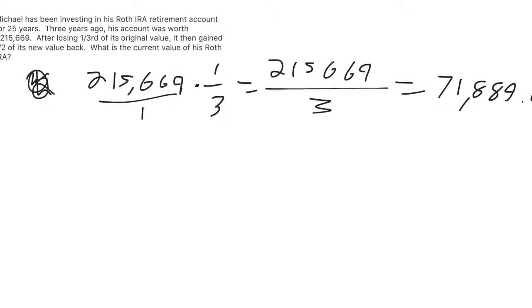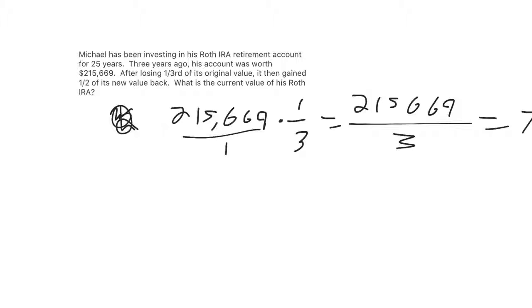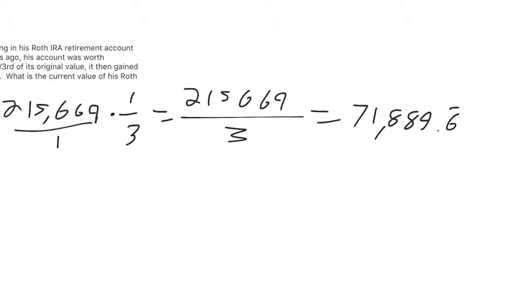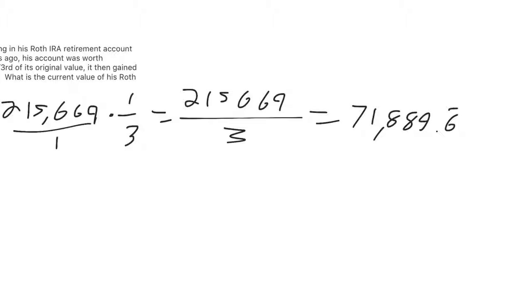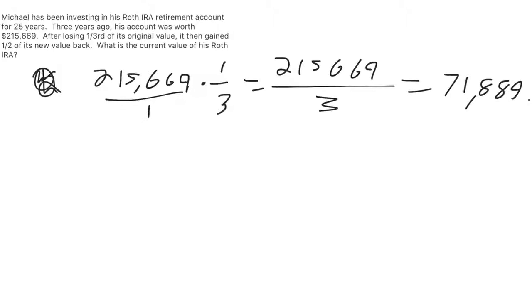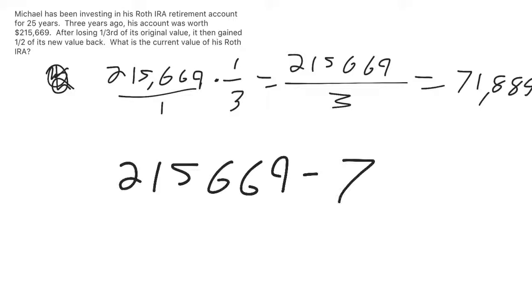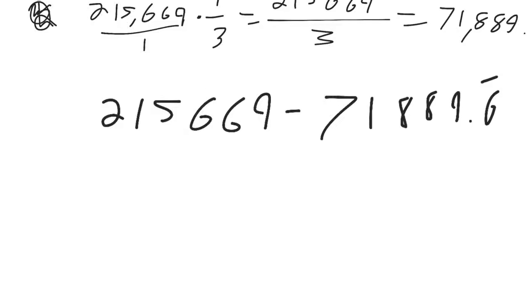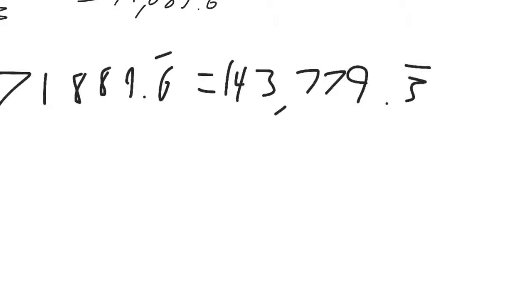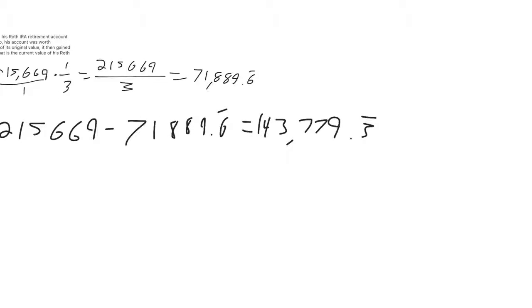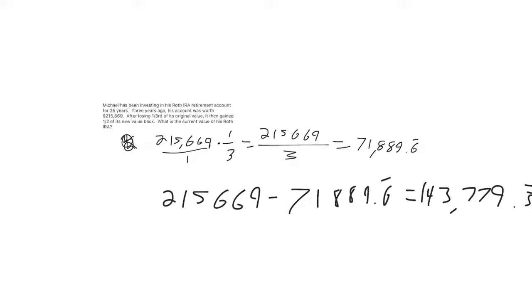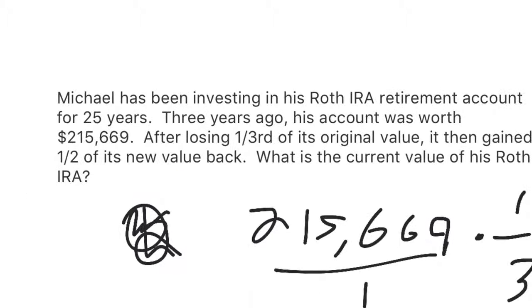So that's how much it lost, because it said that's a third of 215,669. So it lost $71,889 of its original value. So what we need to do is take the original value, 215,669, and subtract a third of that value from it. I think it was 0.6 repeating. Yeah. Okay, so with the calculator, we got $143,779. So that's how much is left over after it lost a third of its value.